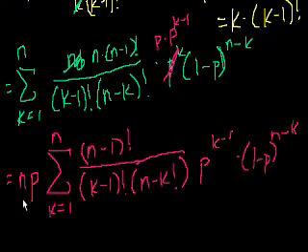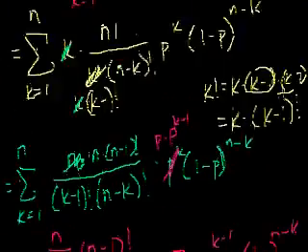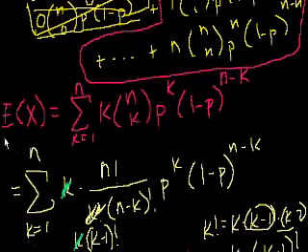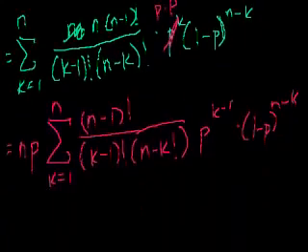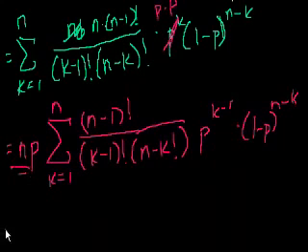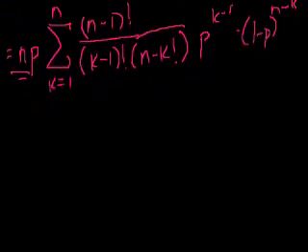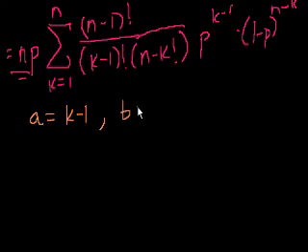Remember, we want the result that the expected value of our variable, and that's what we were doing before, should be equal to this. So we'll be done if we can just show that this whole thing here equals 1. And to do that, I'll make a simplifying substitution. Let's say that a is equal to k minus 1, and that b is equal to n minus 1.